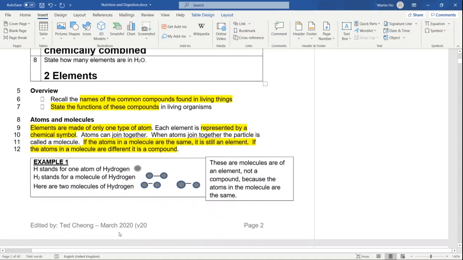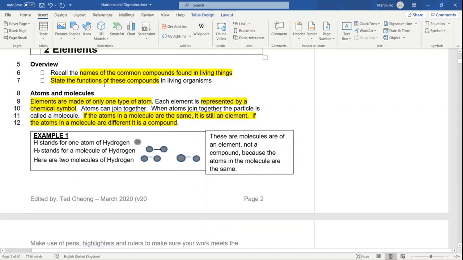So our overview for this lesson is that we're going to recall the names of the common compounds found in living things. Additionally, we're going to state the functions of these compounds and their role in living organisms. Our lesson today is on biological molecules. We're going to focus on how chemistry and elements and atoms and compounds all interact and help living things.